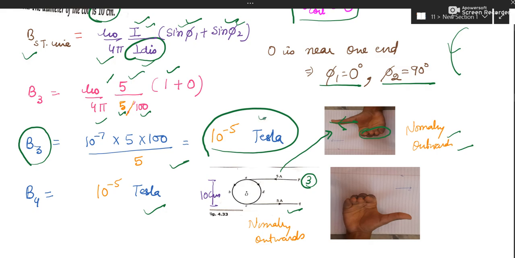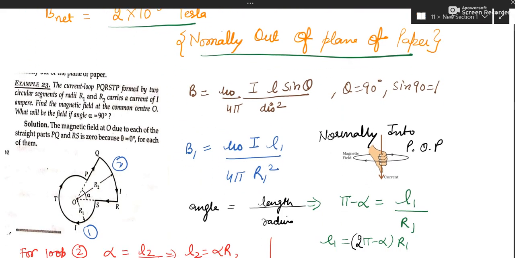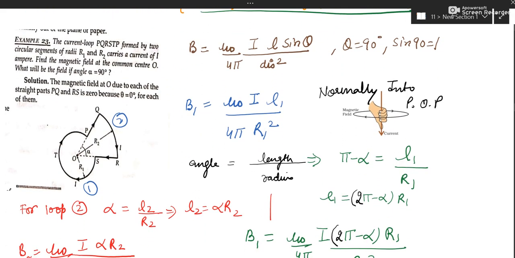So the value will be this much. Now let us see the direction. So current is this, so keep your current like this. So your curls, that is the fingers, will point upward. So this is upward, this is upward. They both will be added to give the net magnetic field. Okay, and then you have to mention the direction of the net magnetic field. Coming to the next question.